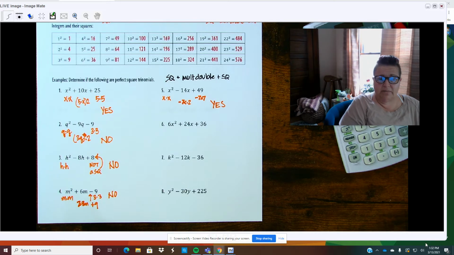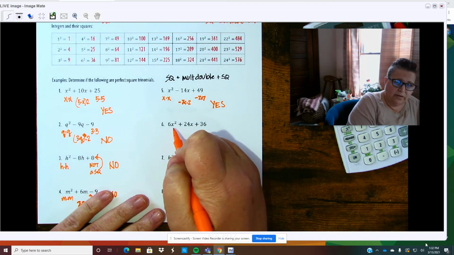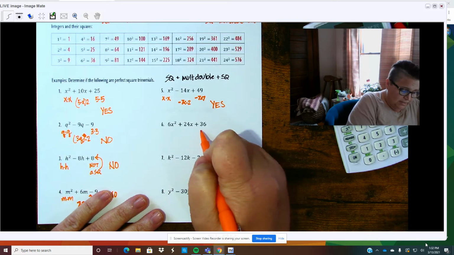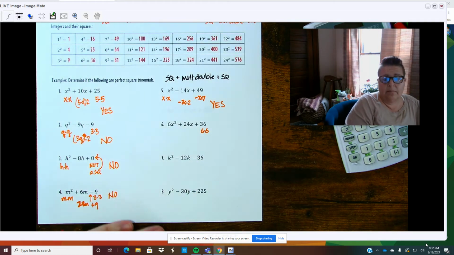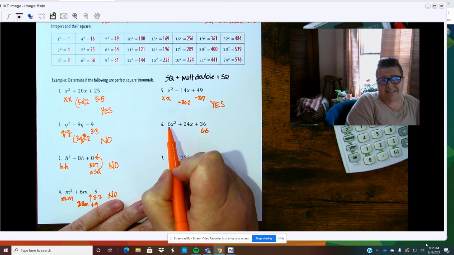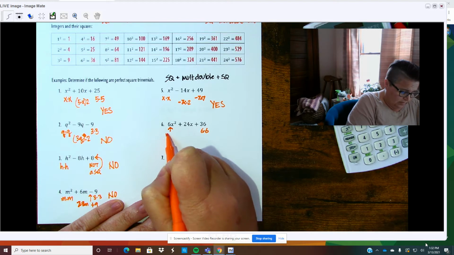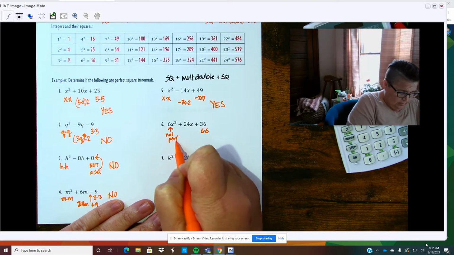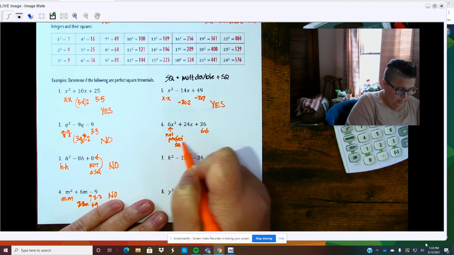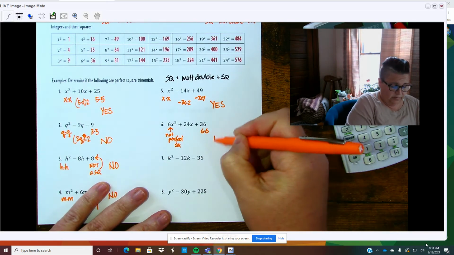All right, what about number 6? Oh, number 6 is a bit tricky. Okay, so in number 6, is 6x squared a perfect square? I mean, I can do 36. That is indeed 6 times 6. But this 6x squared means that's not a perfect square. So since the first term is not a perfect square, this is a no.